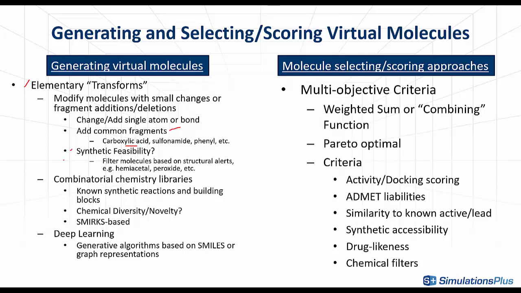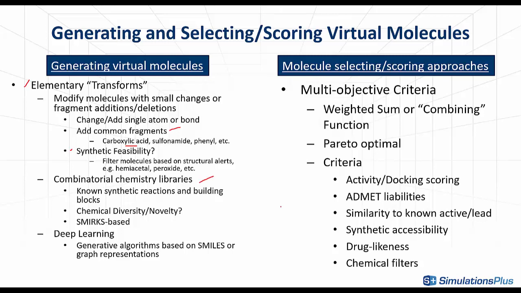Here you have to concern yourself with synthetic feasibility. And early on, this was based on filtering the molecules on structural alerts. For example, if you generated a hemiacetal, you would have a SMARTS string that would flag those type compounds and remove them from the pool of candidate compounds.